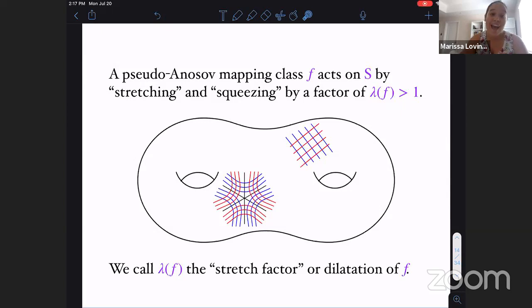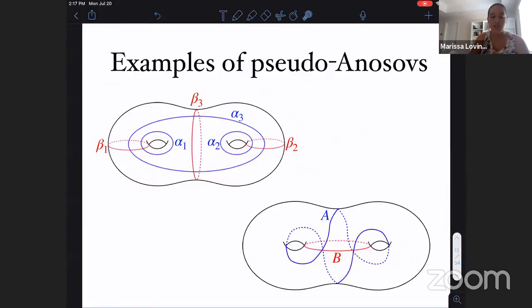The reason that I had to mention this is because my entire thesis studies the least dilatation of the stretch factor of pseudo-Anosovs in a certain subgroup of the mapping class group. But yeah, these are interesting things, but we don't need to spend too much time on the definition. I do want to give examples, because I've given examples of every other type of element in the mapping class group. So I just want to give two examples of pseudo-Anosov elements.